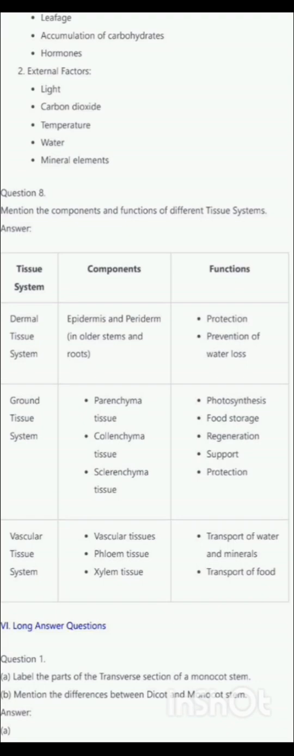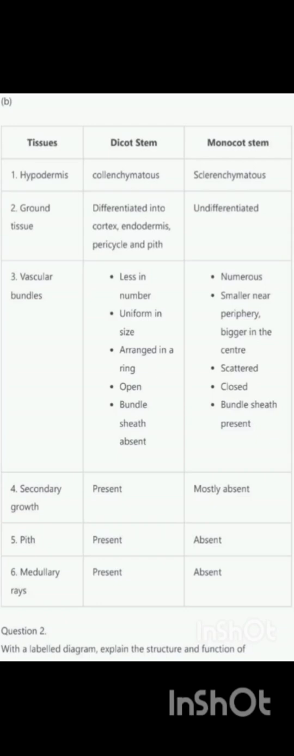Question 1. A. Label the parts of the transverse section of a monocot stem. B. Mention the differences between dicot and monocot stem. Answer. A. B. Tissues. Dicot stem. Monocot stem. 1. Hypodermis. Collenchymatous.